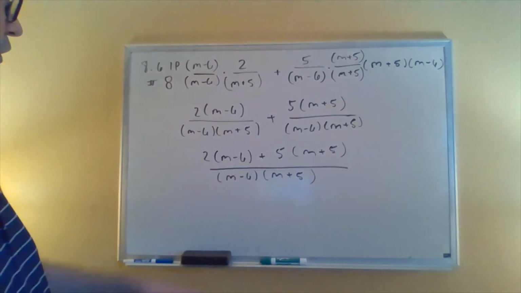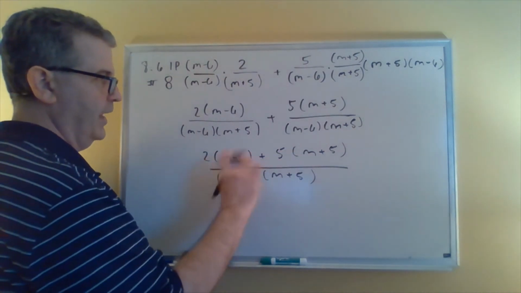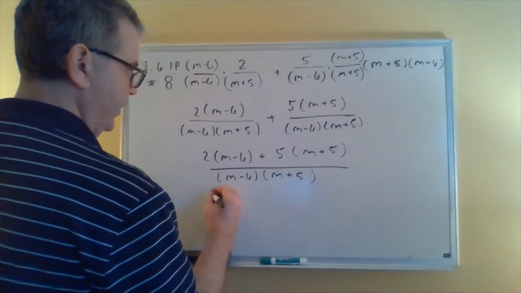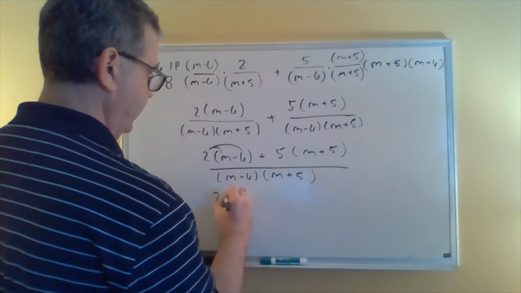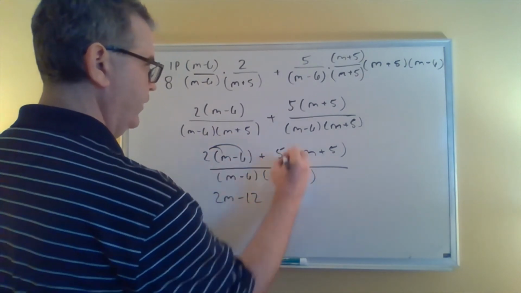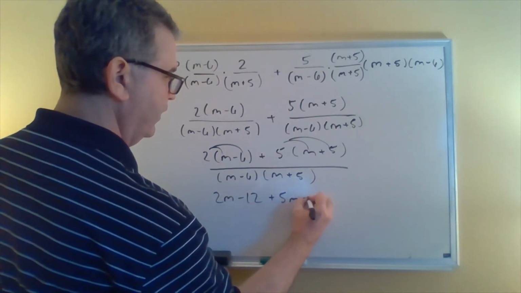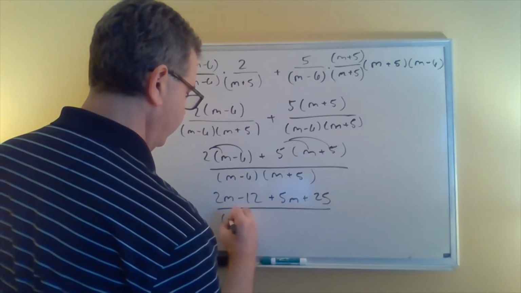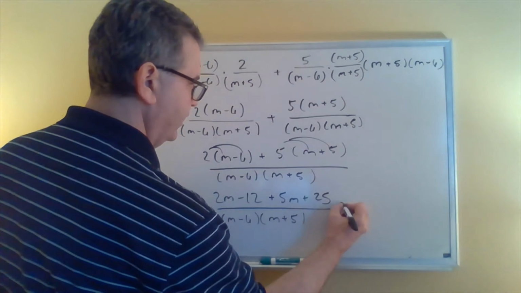Do not make that mistake of canceling out here. You can't cancel out because it's an addition problem up top. It's not multiplication. Let's see if we can simplify what we've got going on up top here. If I distribute that 2 through, I'll get 2m minus 12. If I distribute that 5 through, I get plus 5m plus 25. So I am going to be able to simplify it a little bit. m minus 6, m plus 5 is still my denominator.